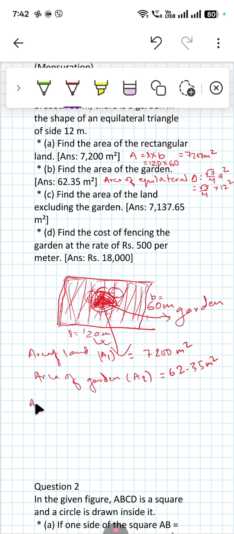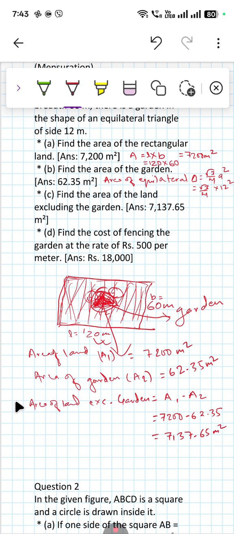So the area of land excluding the garden will be A1 minus A2, where we have 7200 as A1 and 62.35 as A2. After subtracting, you will get 7137.65 square meter. So that is going to be the answer for question number C.